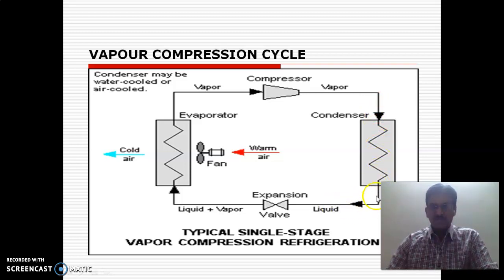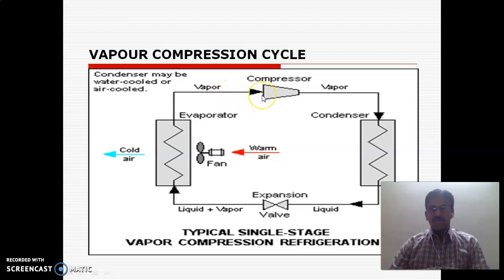And this liquid refrigerant after the condenser goes to the expansion device or expansion valve. After the expansion valve, part of the liquid refrigerant is converted into vapor, and we get liquid plus vapor refrigerant at the outlet of the expansion device. This liquid plus vapor refrigerant then goes to the evaporator, where we require the cooling effect. In the evaporator, it takes heat from the place where we require cooling, and this liquid plus vapor refrigerant is totally converted into vapor form. And this vapor refrigerant then goes to the inlet of the compressor.